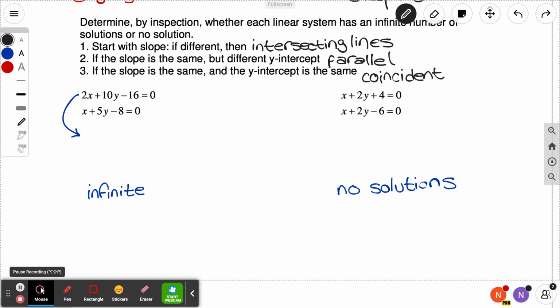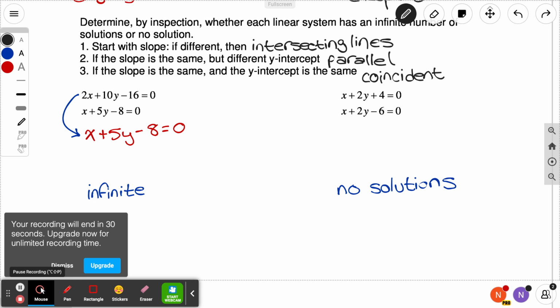If we take a look at our two equations on the left, I notice that the first equation can actually be reduced by 2. We can divide each term by 2, and we'll get x plus 5y minus 8 equals 0. Our first equation and our second equation are exactly the same, and I can see that just by noticing that the first equation is the second equation multiplied by 2. So even without rearranging it, I can see that they're the same line and will have infinite solutions.